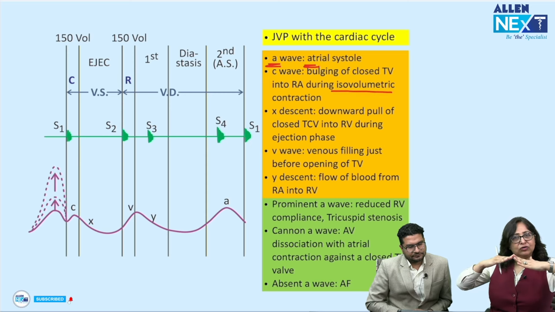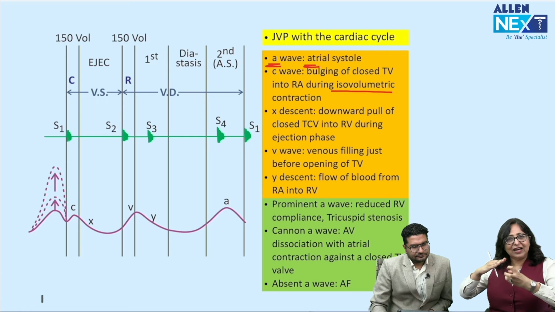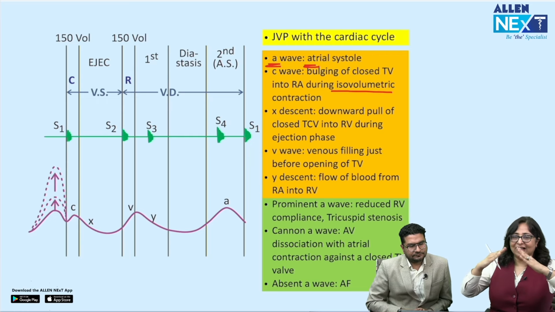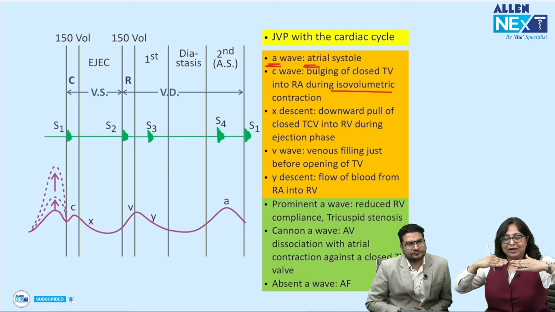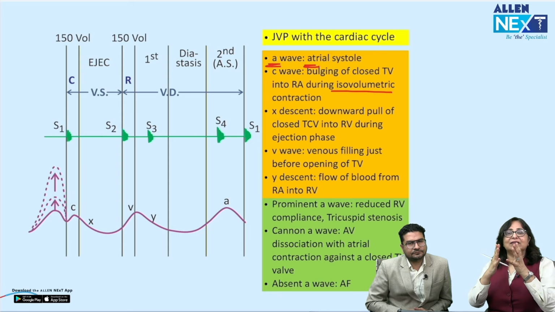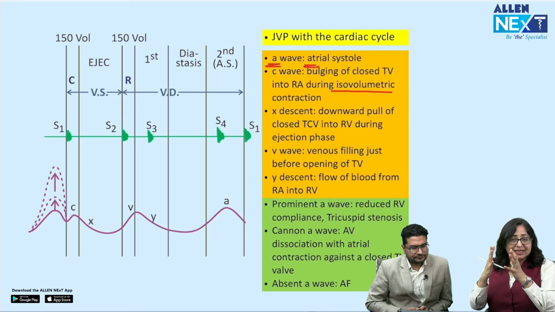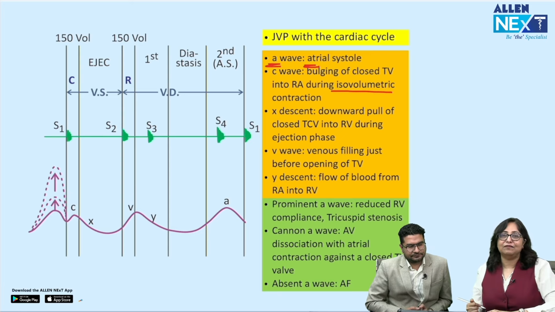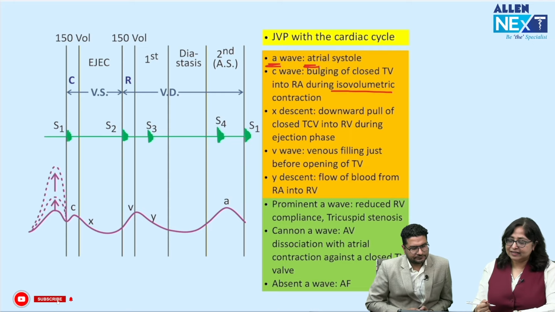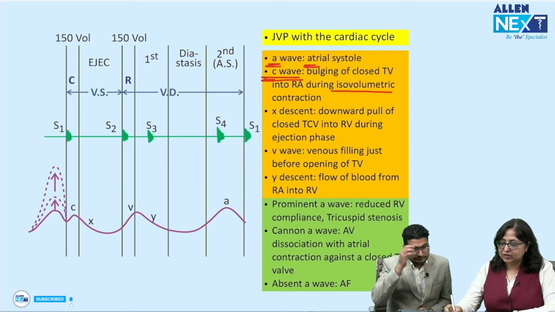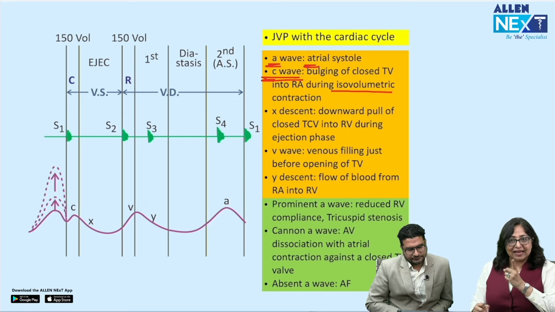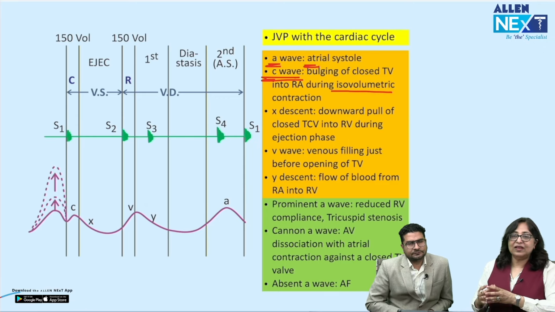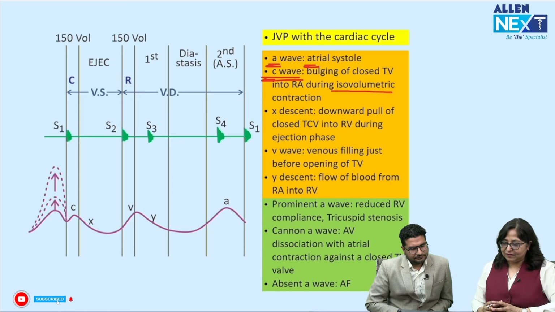In isovolumetric contraction phase, when the right ventricle contracts and both the valves are closed, it tends to cause a bulging of the closed tricuspid valve into the right atrium. When it bulges into the right atrium, it causes the right atrial pressure to increase somewhat, causing a positive wave, or an outwardly directed wave on the JVP, which is called the C wave. So A wave, atrial systole, is in the second rapid filling phase. C wave is due to bulging of the closed tricuspid valve.